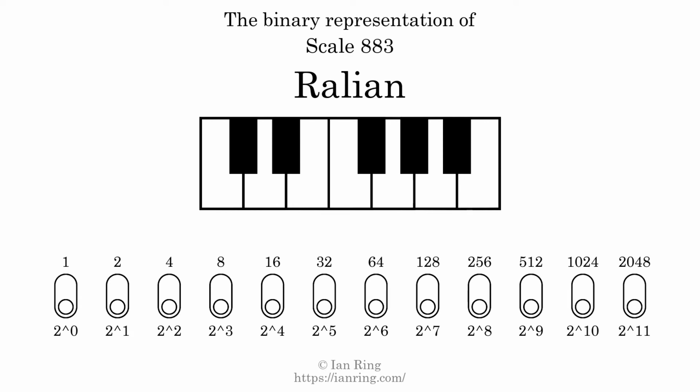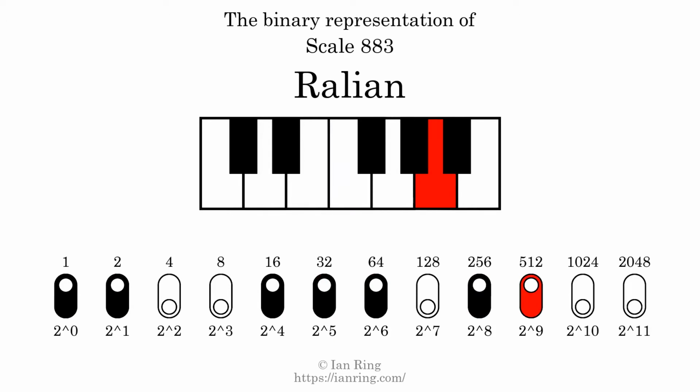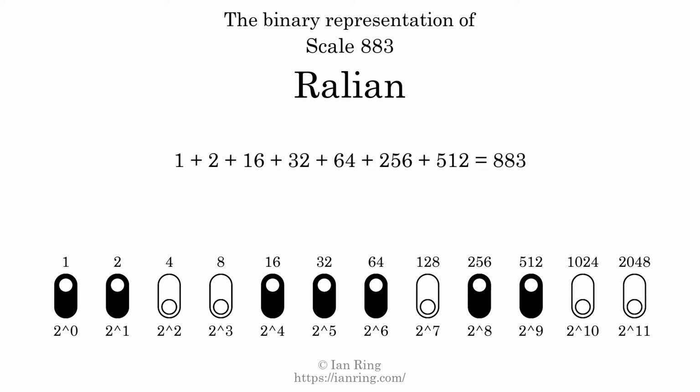The binary representation of this scale is determined by mapping tones of the scale to binary digits. Each binary digit represents a power of 2. To get the scale number, we add the powers of 2 together. The powers of 2 that are present in the scale, all added together, equals 883. That is why the scale number, in decimal, is 883.